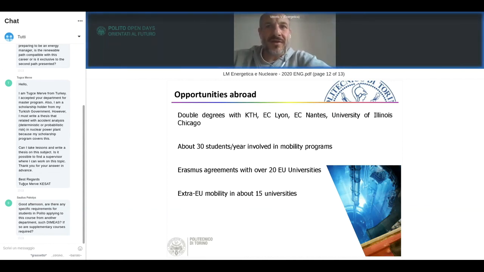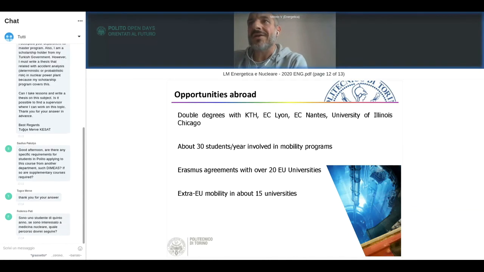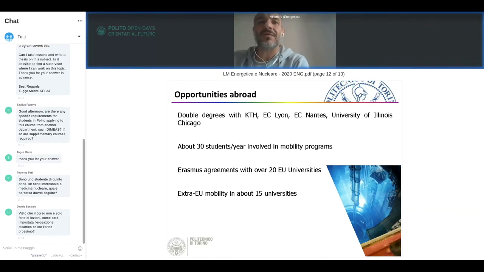Another question: are there any specific requirements for students in Polito applying to this course from another department? Well, no. In particular, if you come from mechanical engineering, you can apply without any credit to pass before starting the career. Depending on your previous career, if it's not in energy engineering or mechanical engineering, you might have some debits before starting.